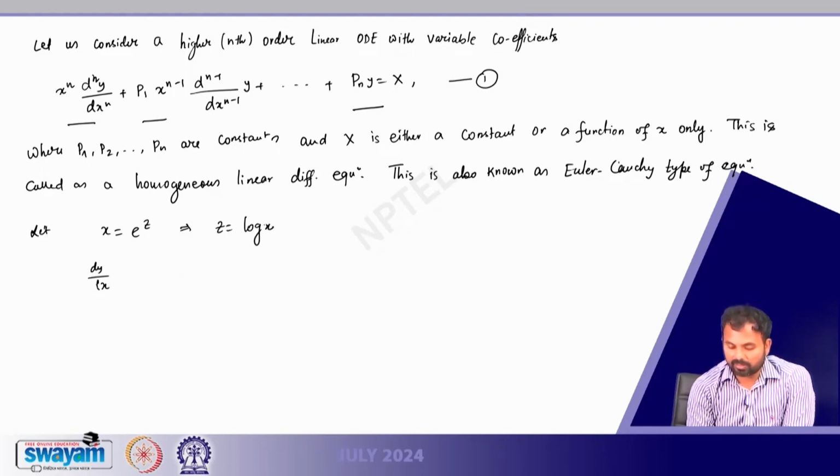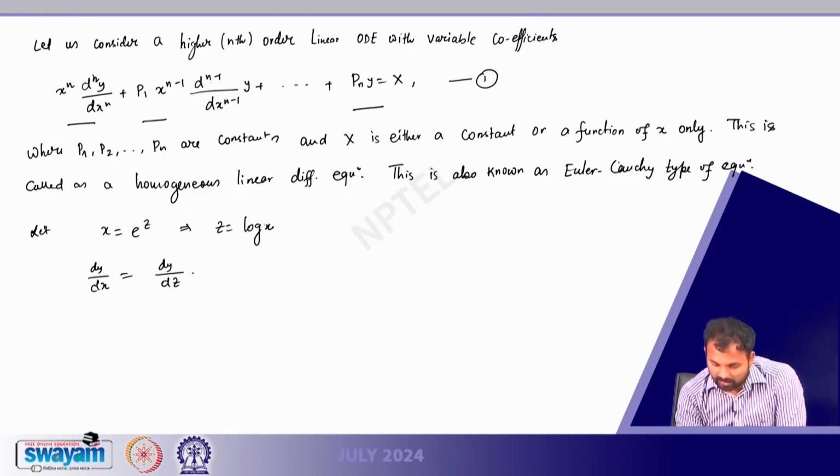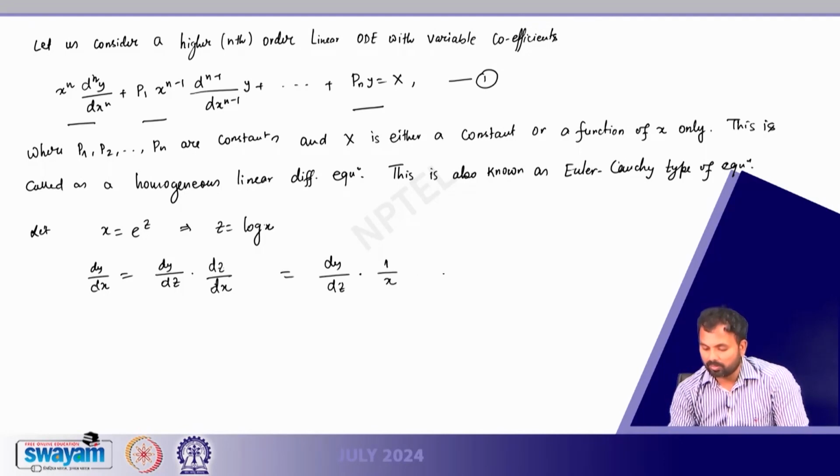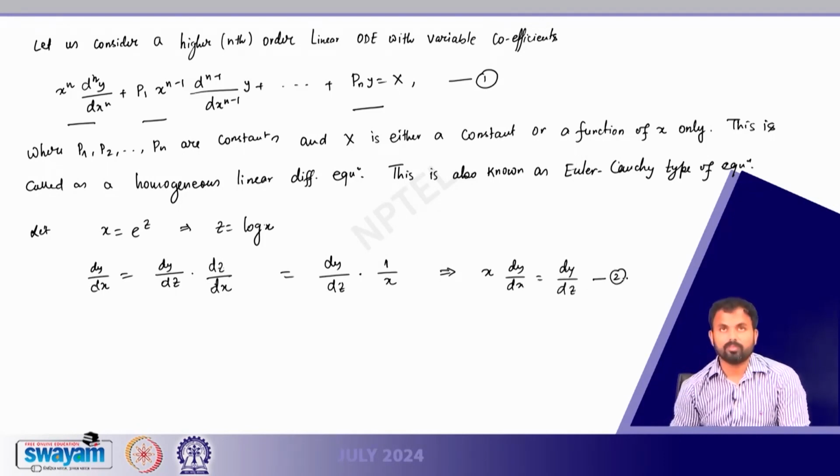So our dy/dx is basically dy/dz into dz/dx, because in this case we are changing from x to z, right. So there is a change in variable, and since z is a function of x, what will happen is dy/dz and then dz/dx. So this is dy/dx equals dy/dz, and then dz/dx will be 1 by x. So this implies that x into dy/dx is nothing but dy/dz. This is equation number 2, right.